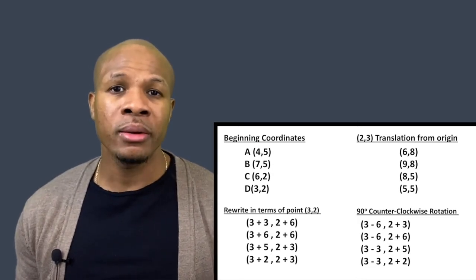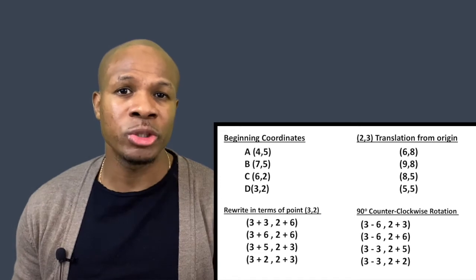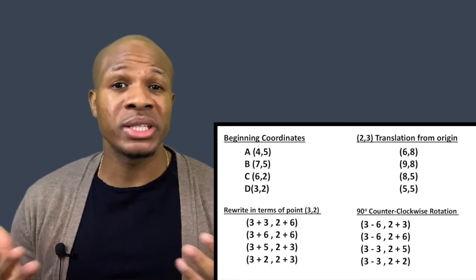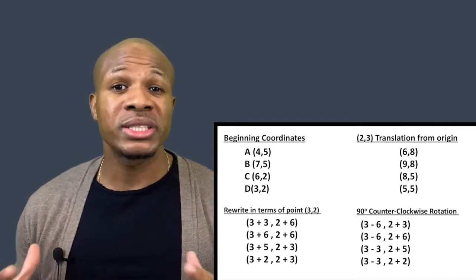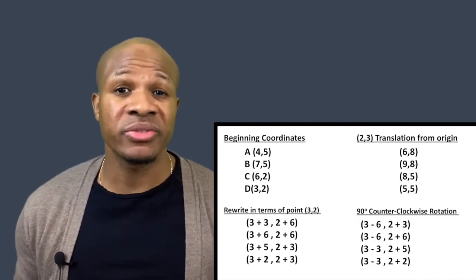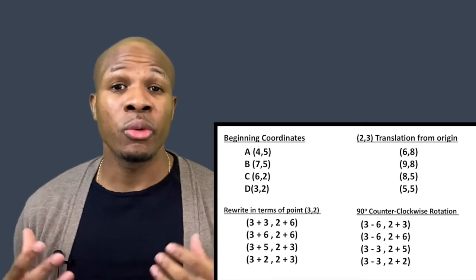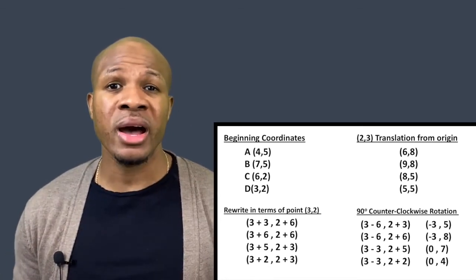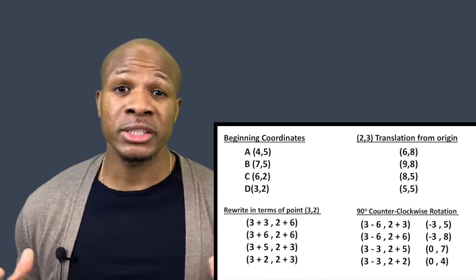And for our Y, the point 2 is going to remain fixed, and we're going to add the extra X that we had, which was 3, so that's 2 plus 3. And doing the same thing for point B, we get 3 minus 6 and 2 plus 6. For point C, we get 3 minus 3 and 2 plus 5. And for point D, we get 3 minus 3 and 2 plus 2. All right, and when we simplify these points, we get minus 3, 5, minus 3, 8, 0, 7, and 0, 4. Okay, so we're almost there.